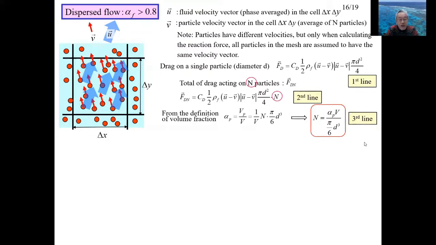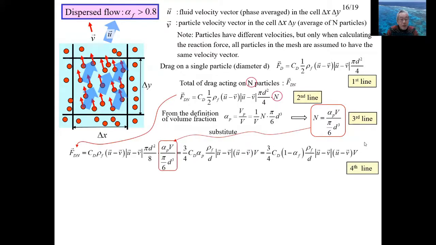So the definition of the particle volume fraction alpha p, n can be expressed by the equation in the red line frame, as shown in the third line. Substituting this n into Fdn and arranging it, you find that Fdn is expressed by the form shown on the fourth line. Please note that alpha f is used in place of alpha p.